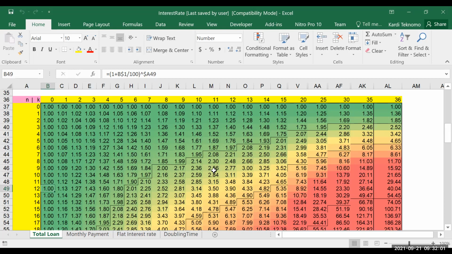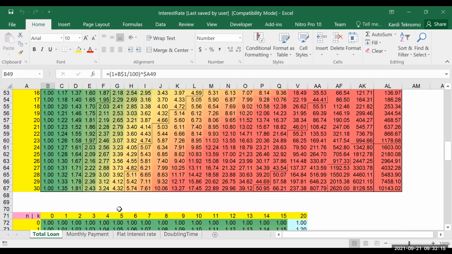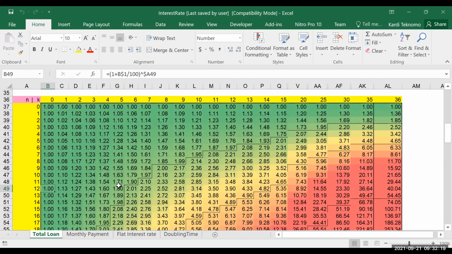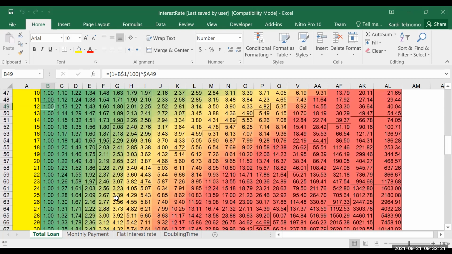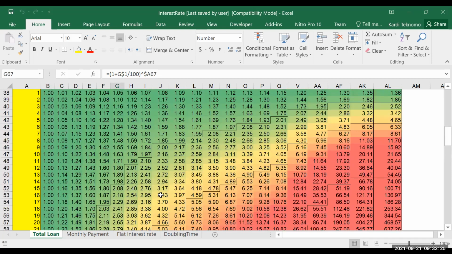But what happened is, because of the interest rate or because of inflation, say your inflation is 5%, right? So after a certain number of years, your value will increase, can be double, triple, 4 times, and so on.